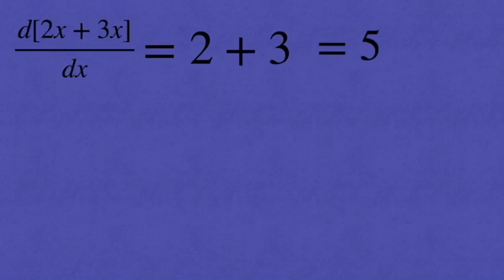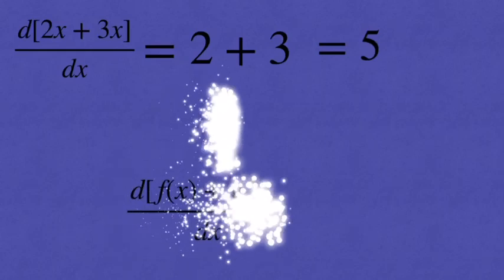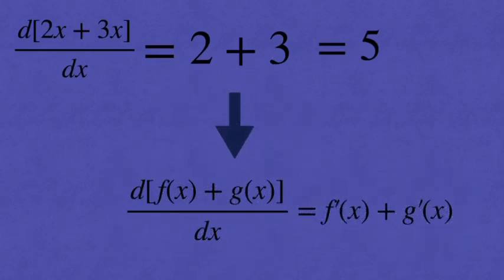Okay, you figured it out? Well, the derivative of f of x plus g of x with respect to x equals f prime of x plus g prime of x, very obviously, where 2x is f of x, so 2 is f prime of x, and 3x is g of x, so 3 is g prime of x.